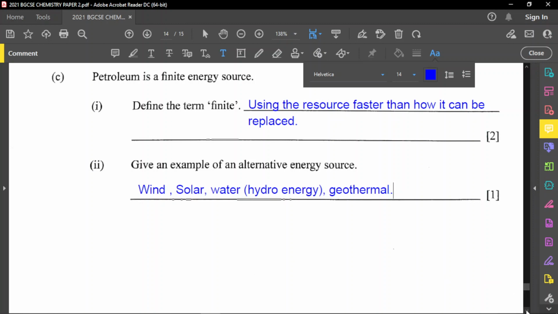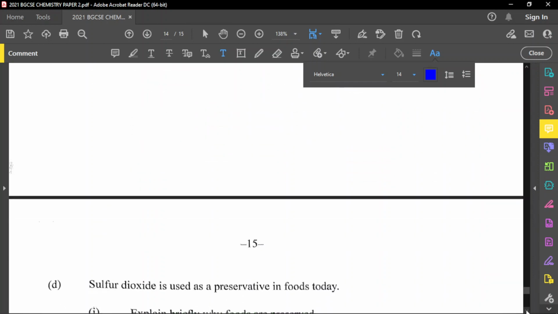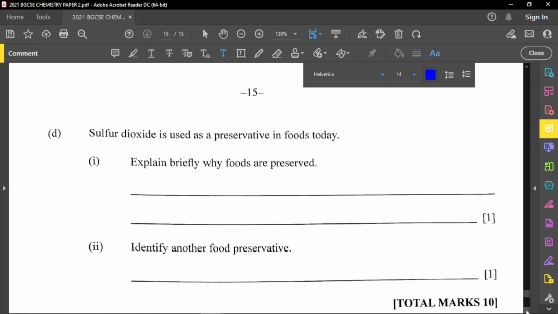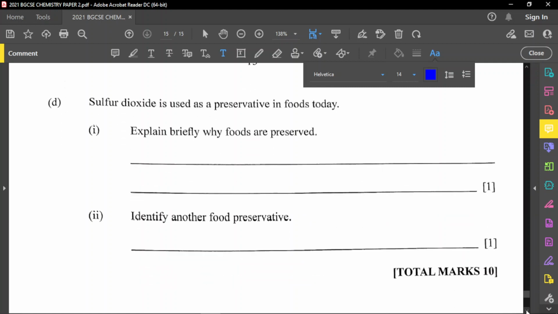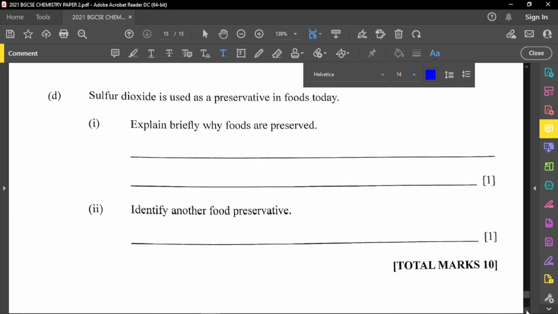Let's see the next part of the question. It says sulfur dioxide is used as a preservative in foods today. It says explain briefly why food is preserved. And food is preserved typically just to increase shelf life. So I'm going to give you 2 reasons right here. To increase shelf life is 1. And also to maintain freshness and appearance as well.